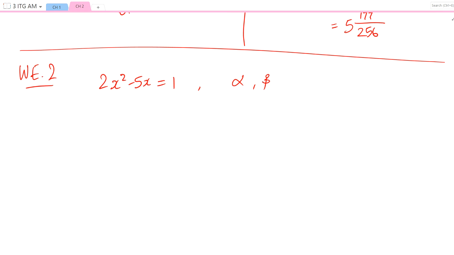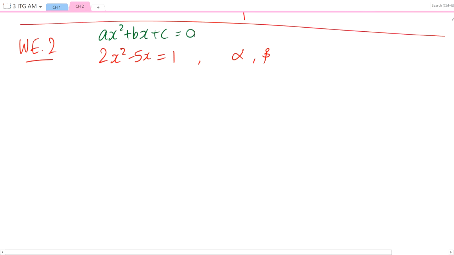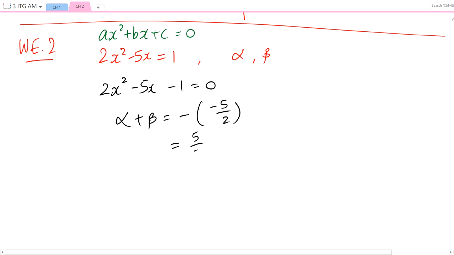But before we do that, is the equation in the form ax squared plus bx plus c equals to 0? Is it of this form? No, it is not. So I cannot simply use it as it is. So let me change it into the form in green color. That is 2x squared minus 5x minus 1 equals to 0. Now it is of the form, and I can write down my sum of roots. Alpha plus beta equals to negative negative 5 over 2, which is 5 over 2. Alpha beta is negative half. This is standard steps, right?